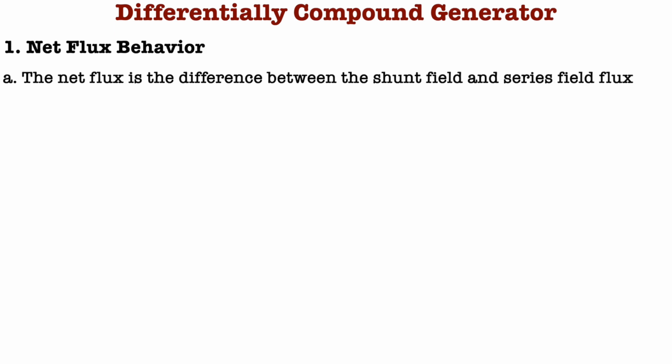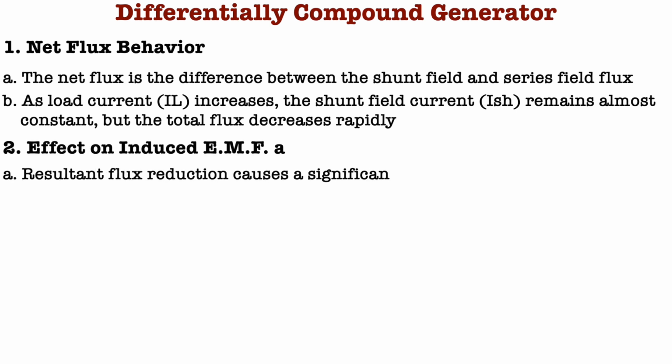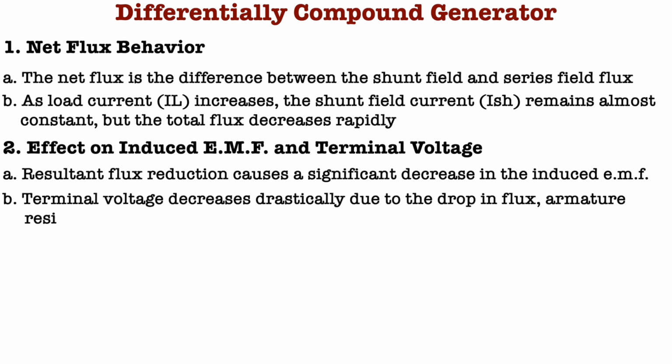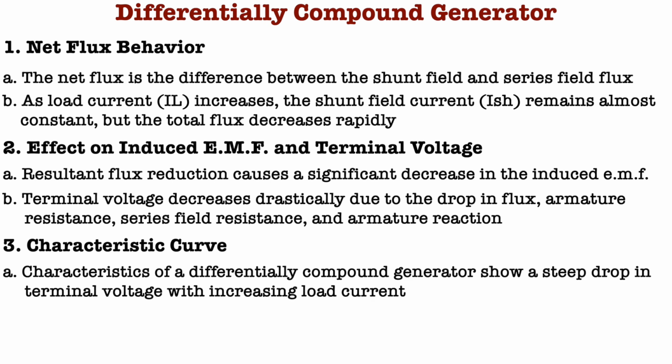Differentially compounded generator. The net flux here is the difference between the shunt field winding flux and the series field winding flux. As the load current IL increases, Ish is almost constant, but the total flux decreases rapidly. Hence, the resultant flux reduces. So, the induced EMF E and the terminal voltage also decrease drastically. There is a drop due to armature resistance, series field resistance, and armature reaction, due to which the terminal voltage drops further. Thus, we get the characteristic of such a differentially compounded generator as shown.